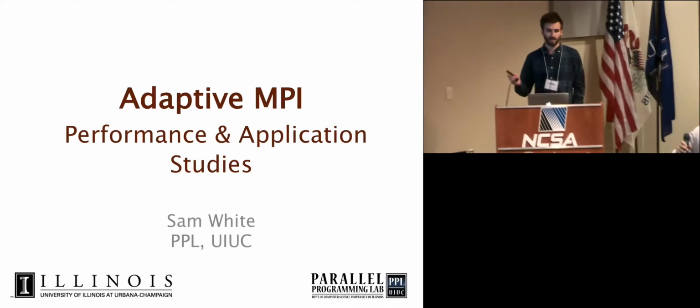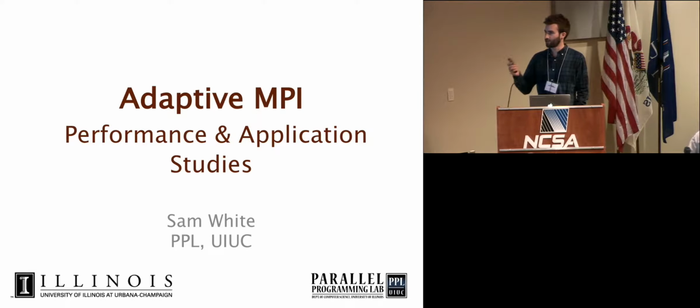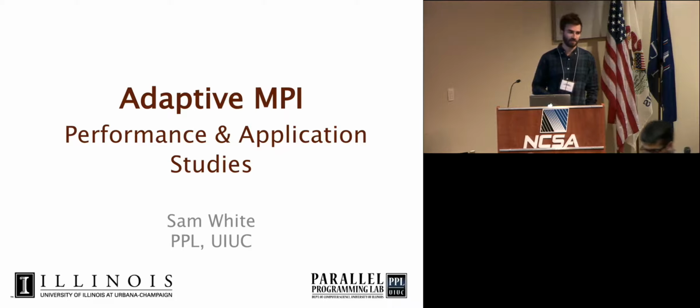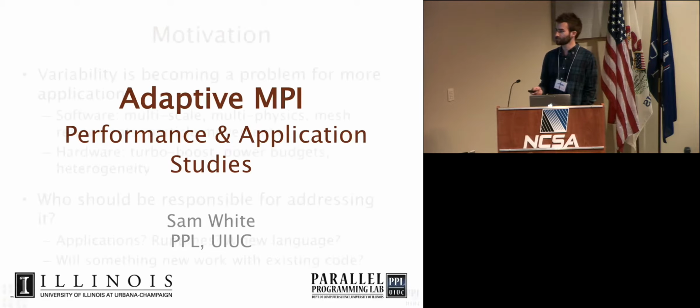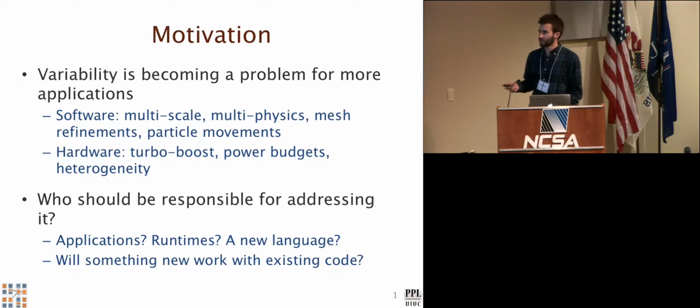Okay, I'm Sam White, and as Ronak said, I'll be talking about adaptive MPI and some uses of it that we have going on now in PPL, as well as some outside collaborators. So the motivation behind AMPI, adaptive MPI, is that variability is becoming a problem for more and more applications. So in the Charm++ world, we've seen this for many years now, that software itself has to become more adaptive in order to scale to the kinds of problems that we want to solve.